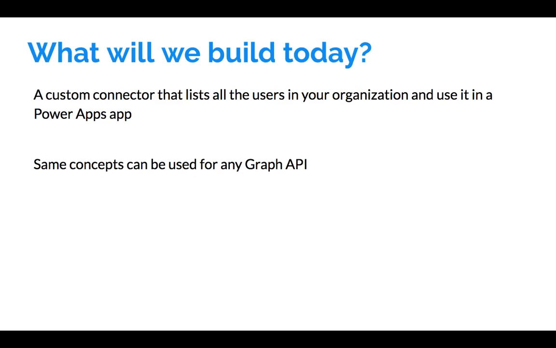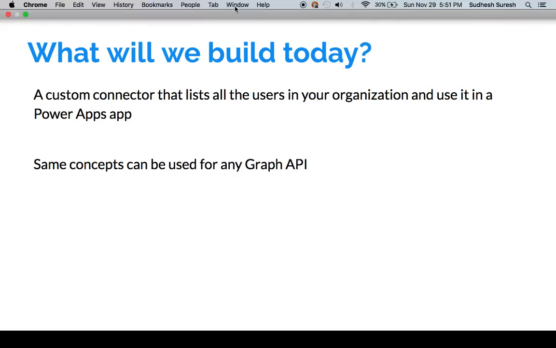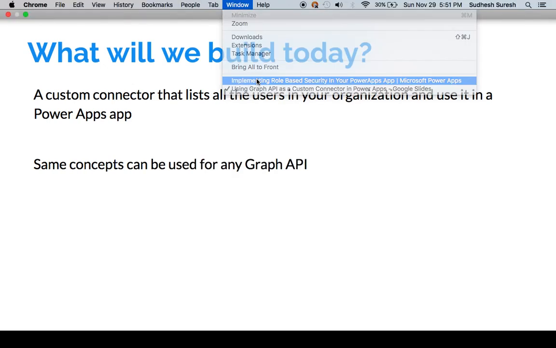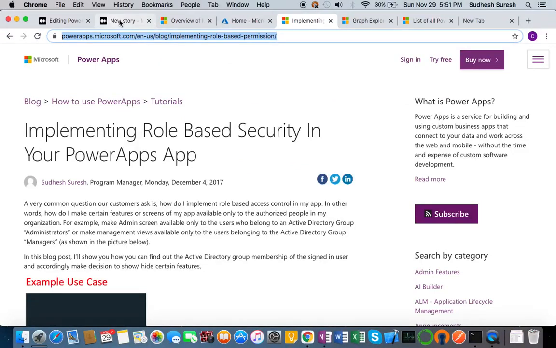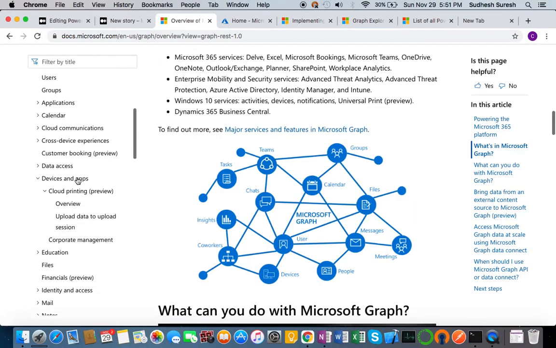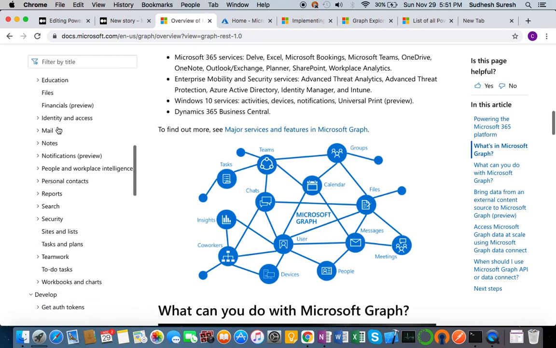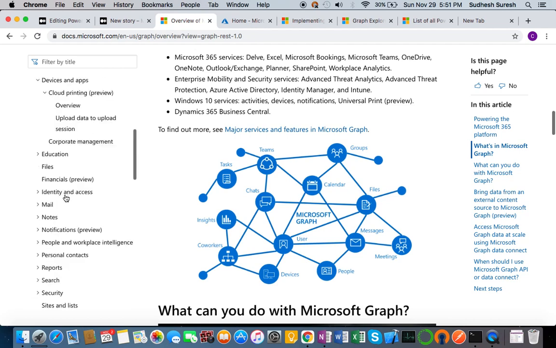So what will we build today? We'll build a custom connector. We'll use one of the Graph APIs. So let me go back to the Microsoft Graph documentation. Here is the Graph documentation. It has different APIs. As you can see, you can expand on any of these, and you can see what's available there for you to make use of.